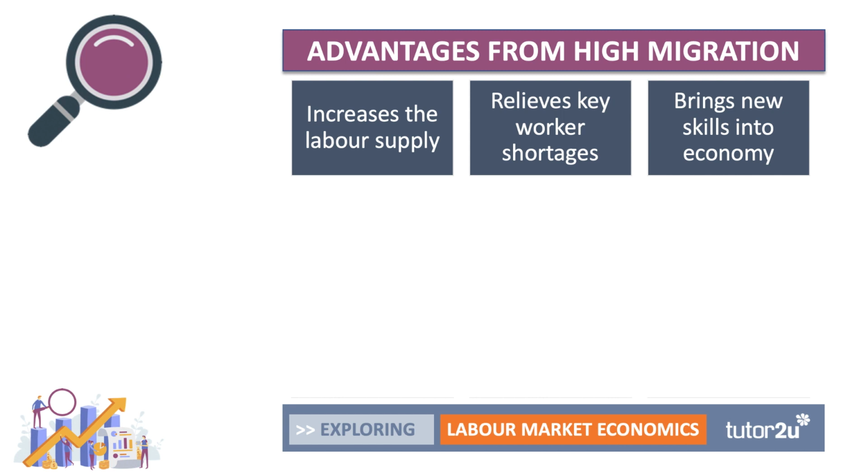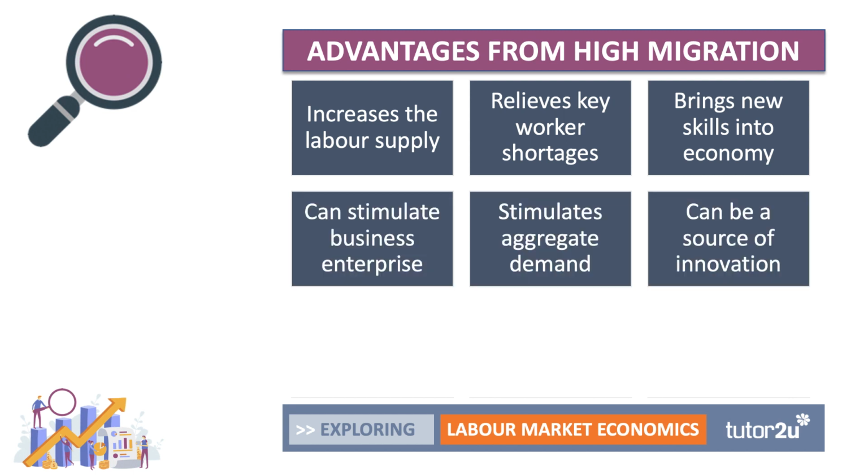So there could be industries where there are specific skill shortages. One thinks about industries such as construction, for example, where those skills are much in demand. Migrants often seen as very entrepreneurial in nature, so you might get a stimulus in business enterprise and startups. Clearly a rise in population, especially young people with a fairly high propensity to spend, can stimulate consumption and aggregate demand, which then drives investment.